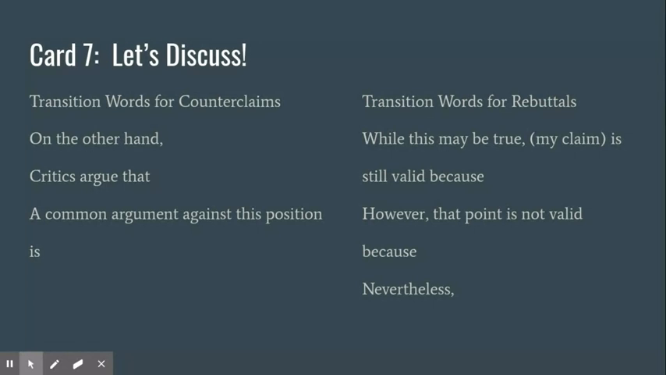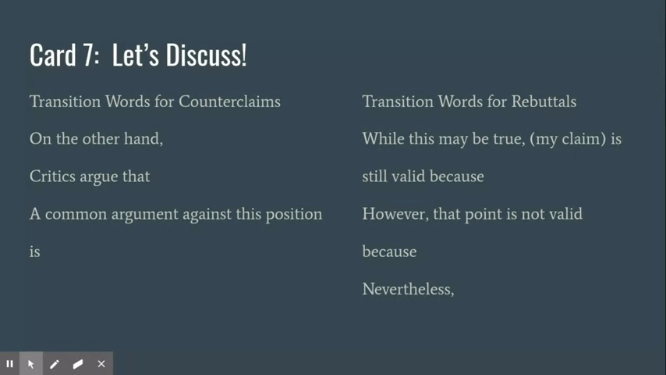Let's look at our slide. These are some transition words that can be used for counterclaims and rebuttals. Transition words for counterclaims include, on the other hand, critics argue that, and a common argument against this position is.